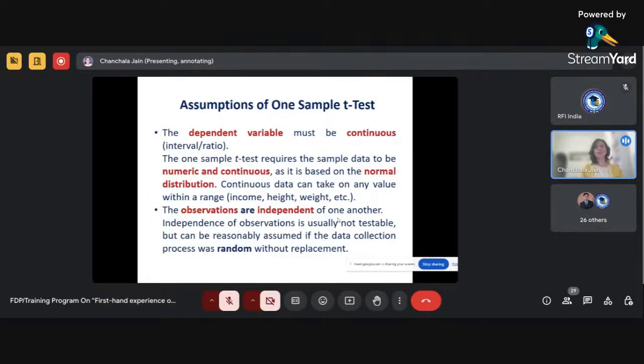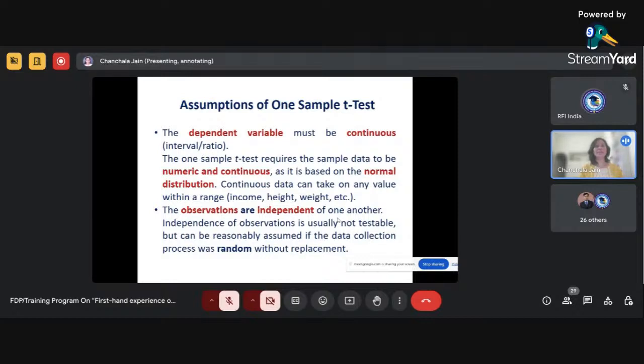So that way you can see what the assumptions of the one sample t-test are. The first assumption says the dependent variable must be continuous. That is, it should be measured on an interval scale or ratio scale.